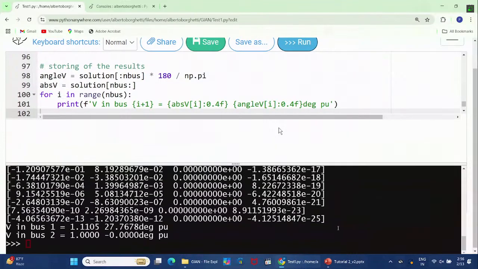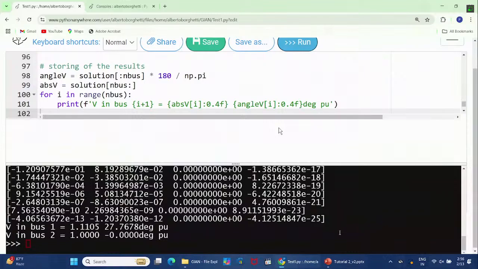So you see the voltage in bus 2, the receiving end, is 1 and 0 degrees as mentioned, and we have calculated the voltage in the sending bus. So it is 1.1105 and 27.7677 degrees. Okay. Do you have any comment until now? Is it running also for you?